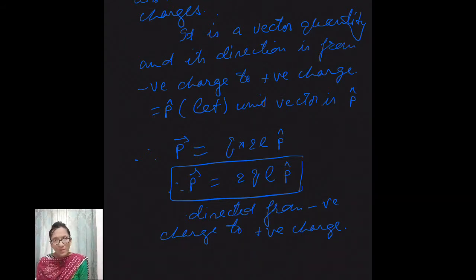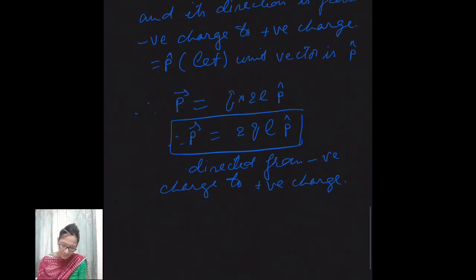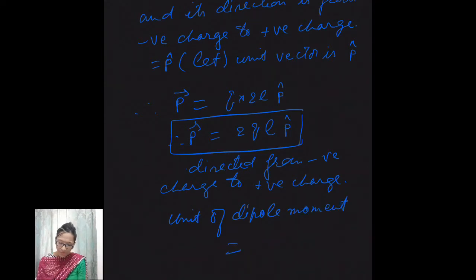So remember that electric field vector is from positive charge to negative charge, but dipole moment is from negative charge to positive charge, just opposite. And its unit, for charge it is coulomb and for length it is meter. So coulomb meter is the unit of dipole moment.